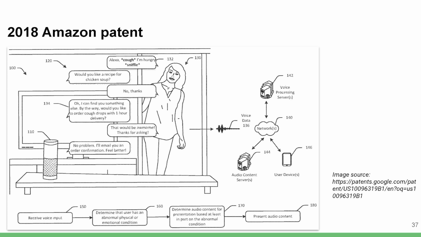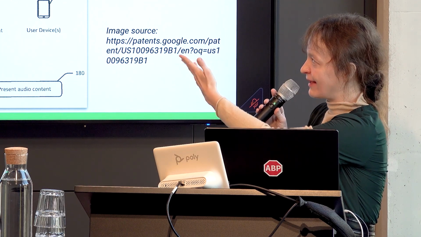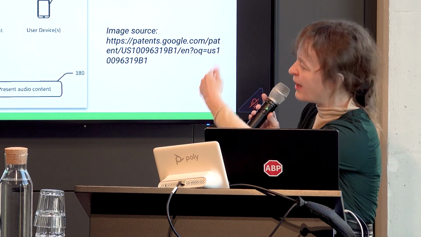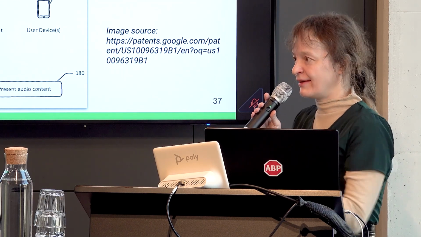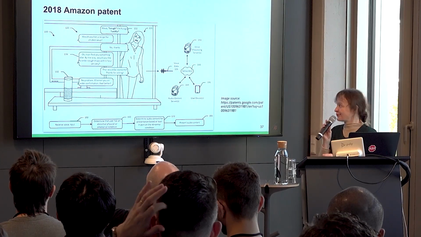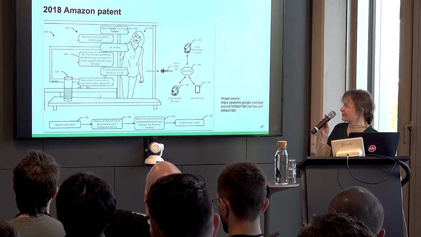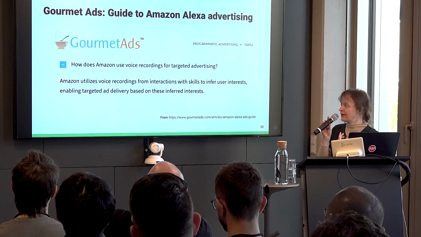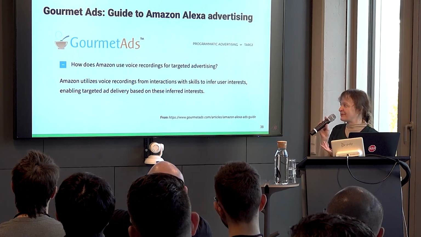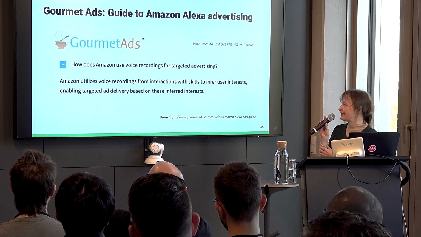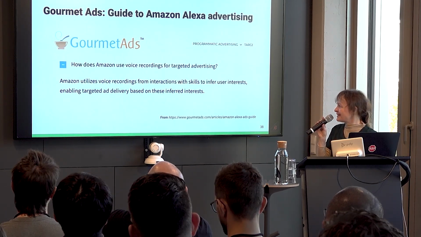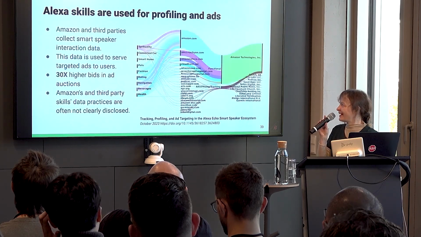The idea is that in an interaction, the user coughs while asking, and then Alexa pushes some related product, maybe chicken soup. So that's what they, and other advertisers, prove: that Amazon does utilize voice recordings from interactions with skills to infer user interests and target ad delivery.